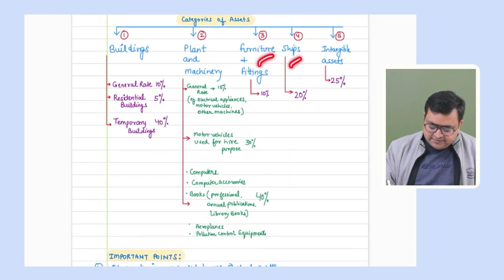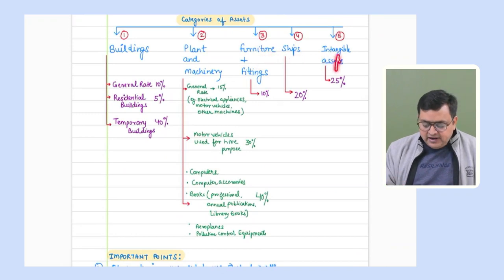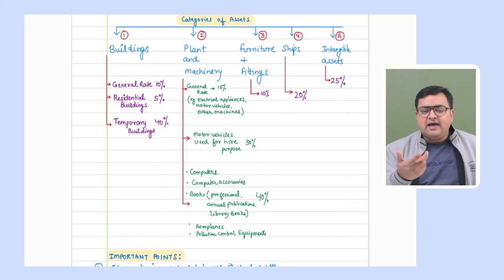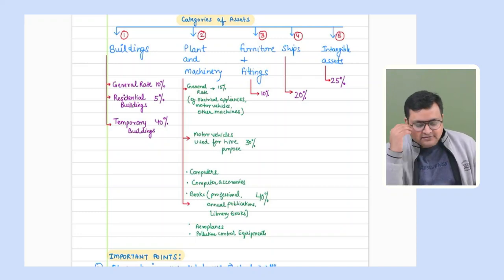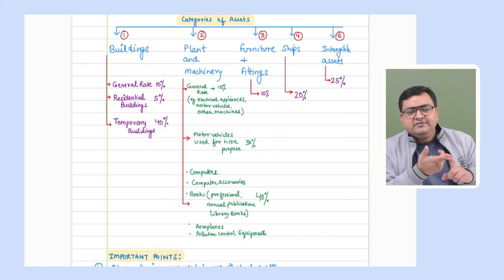Furniture and fittings, ships and intangible assets, we have already covered. Intangible assets, the rate of depreciation is 25%. Just remember any example of an intangible asset. So the first example is goodwill.